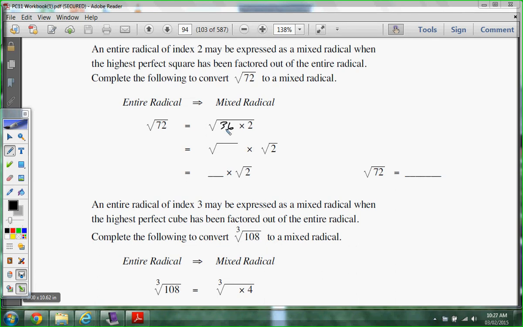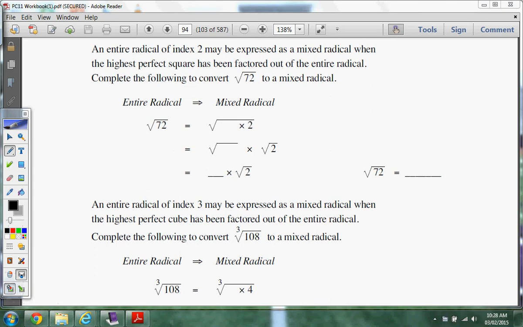And then they just kind of do it the long way. They just show you that, remember we learned yesterday that you can multiply radicals, right? The radicals can multiply, so then we can also separate them. Square root of 36 is 6. You don't have to do this step. I never do. I just pull it out. But so then we get our mixed radical is 6 root 2 for 72.